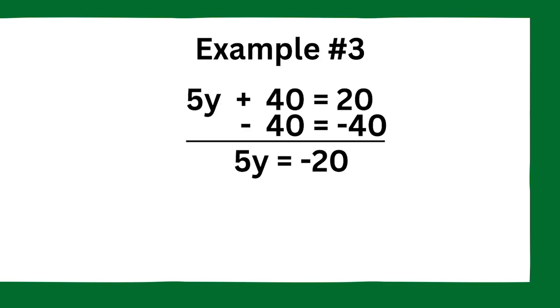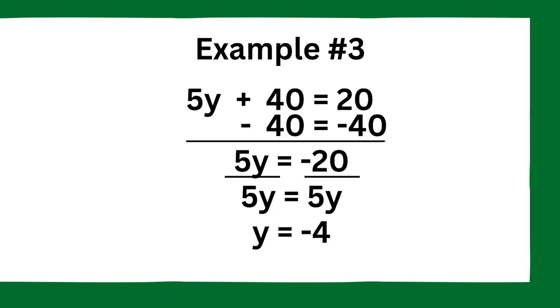Now I'm going to want to isolate my variable, and when I do that, I do 5y divided by 5, and I also do negative 20 divided by 5. Now when I do that, negative 20 divided by 5, I get negative 4. y equals negative 4. And if I want to double check, I would do 5 times negative 4, and I would get negative 20.